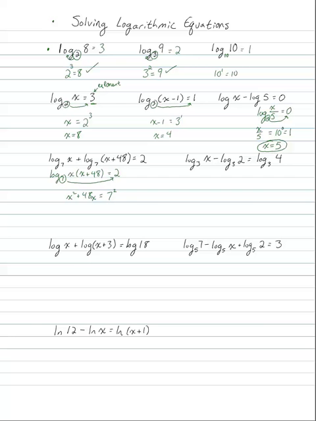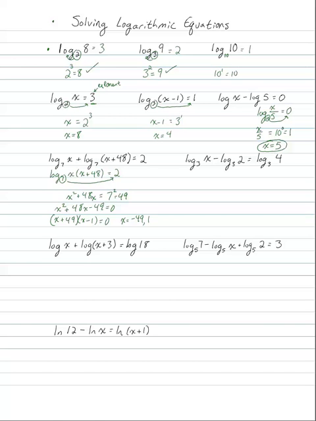Okay, so now it's a quadratic. 7 squared is 49. It's a quadratic, I'll get everything on one side equals 0, so x squared plus 48x minus 49 equals 0. So x plus 49, x minus 1 equals 0. So x is going to equal negative 49 and 1.